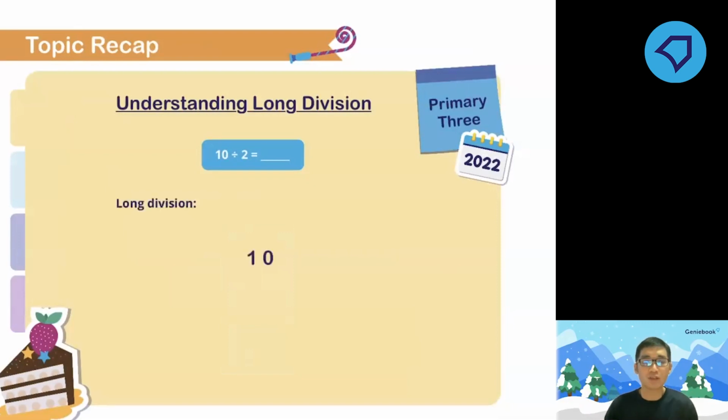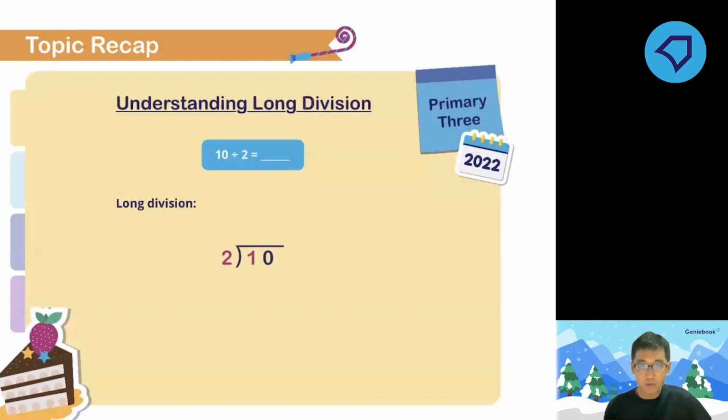So to do long division, let's first put 10 divided by 2. We first take a look at the number 1, on the extreme left of the number 10. So you know that 1 is smaller than 2. So 1 is not divisible by 2.